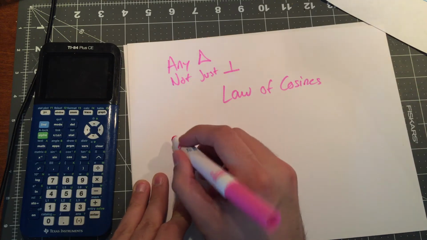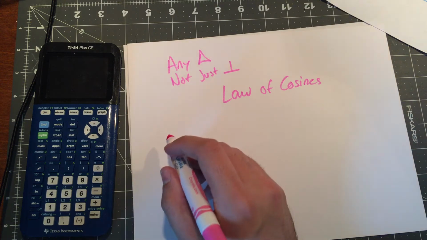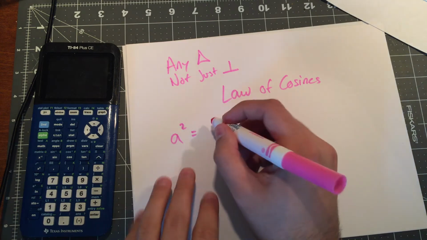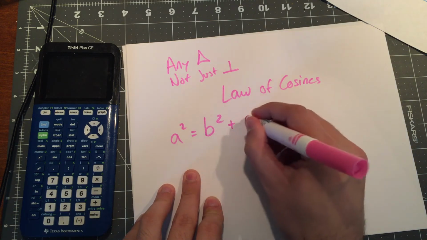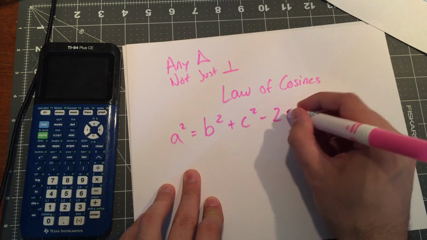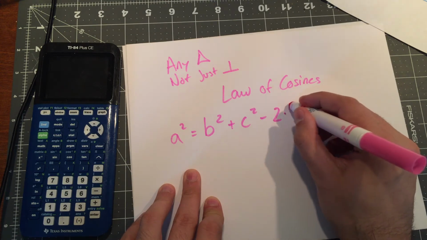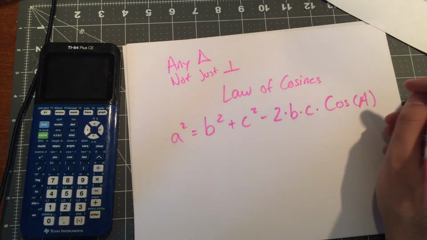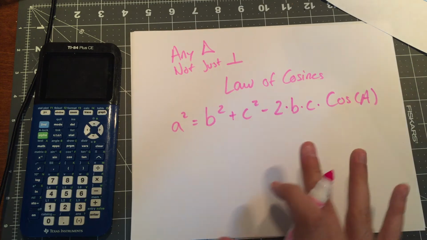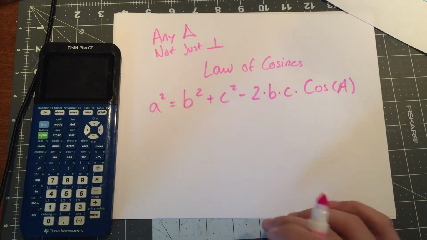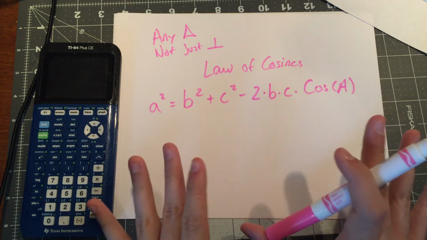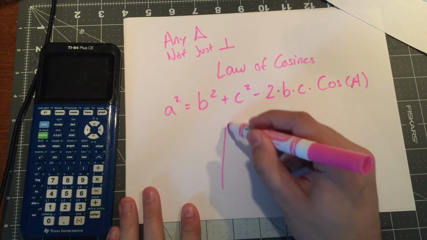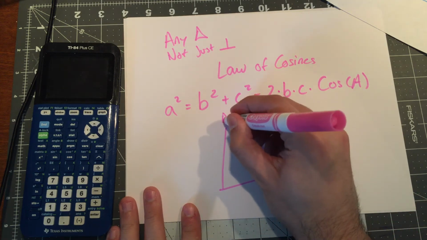It is a squared equals b squared plus c squared minus 2 times b times c times the cosine of A. Okay, that is pretty confusing. Don't worry about memorizing right now, but let's look at it and see what we have here. I'm going to draw a very simple triangle for us to examine and figure out what we are talking about.